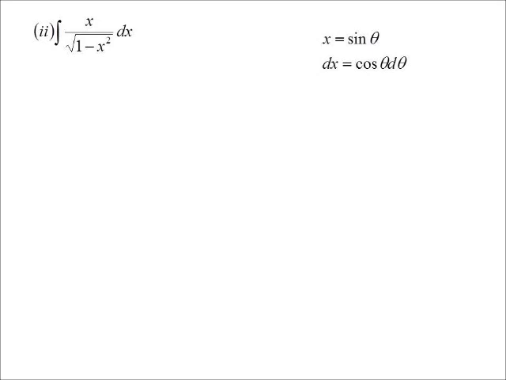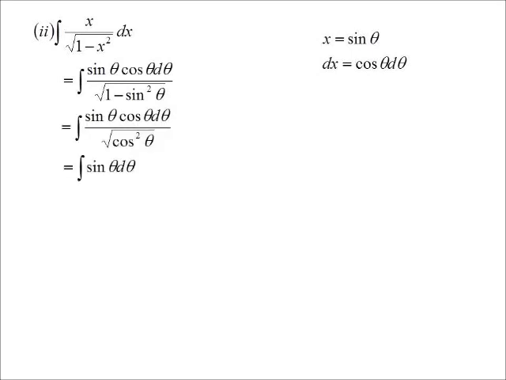So cos theta d theta will be the dx. So I get sine theta cos theta d theta on the top. Square root of 1 minus sine squared. 1 minus sine squared is cos squared. Square root of cos squared would be cos, which will cancel with the cos, leaving me with just sine theta. Integral of sine is minus cos.